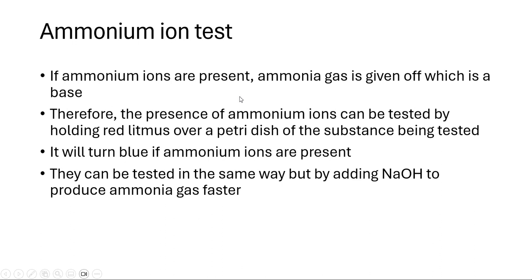Ammonium ion test. If ammonium ions are present, ammonia gas is given off, which is a base, obviously. Therefore, the presence of ammonium ions can be tested by holding red litmus paper over a petri dish of the substance being tested. It will turn blue if ammonium is present, because again, this is alkali, basic. They can be tested in the same way, but by adding NaOH if you want, which produces ammonia gas even faster. That's it, man. Easy, easy.